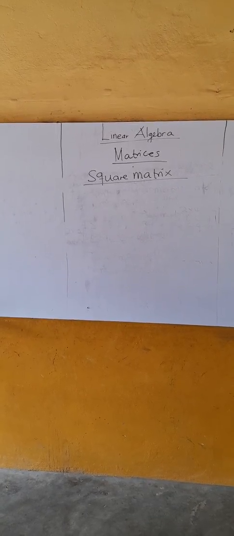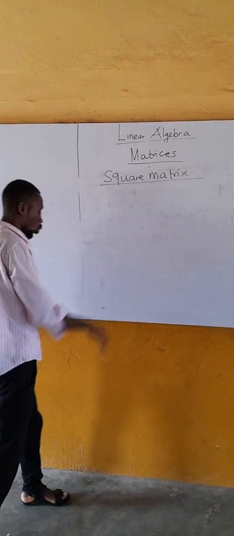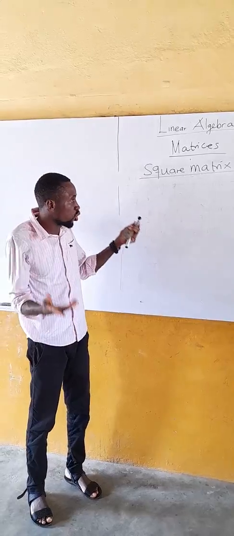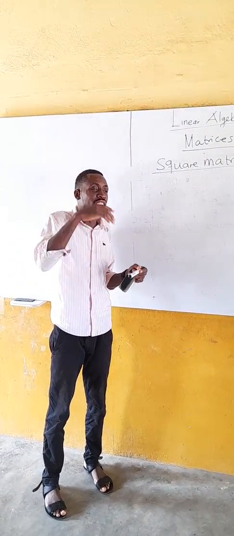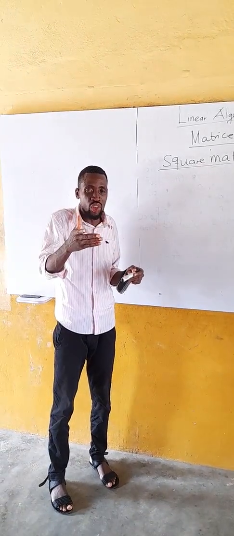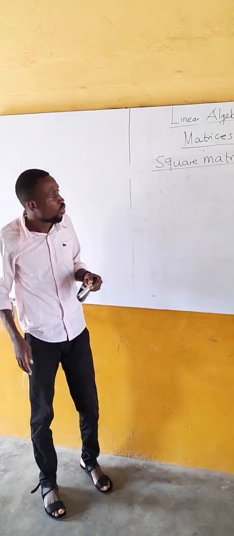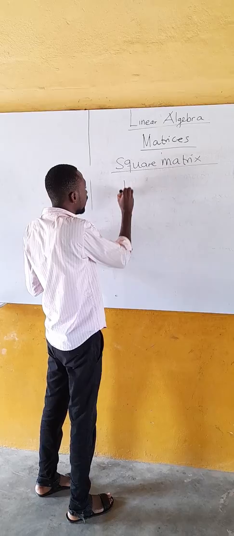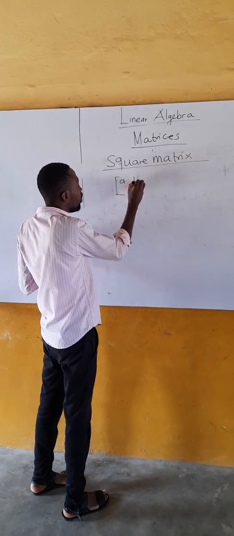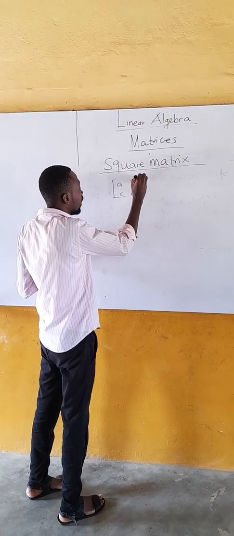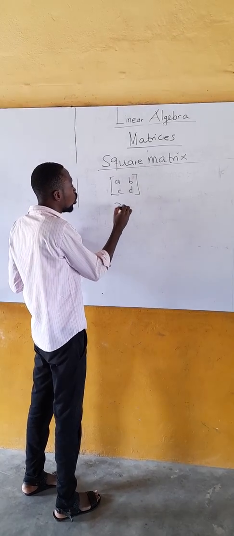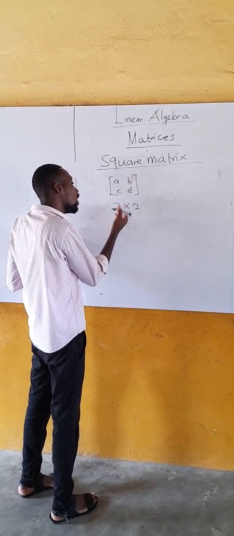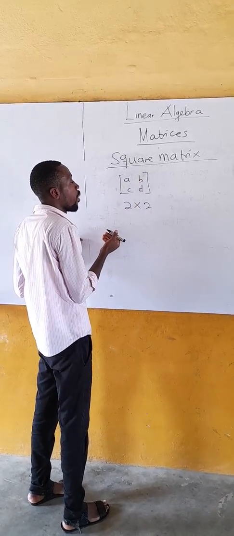Okay, so another form of matrix is the square matrix. What is a square matrix? A square matrix is a matrix having the same number of entries in the row as in the column. So let's look at a matrix like this: A, B, C, D. How many entries are in the row? 2. So this is a 2 by 2 matrix. This matrix is called a square matrix.